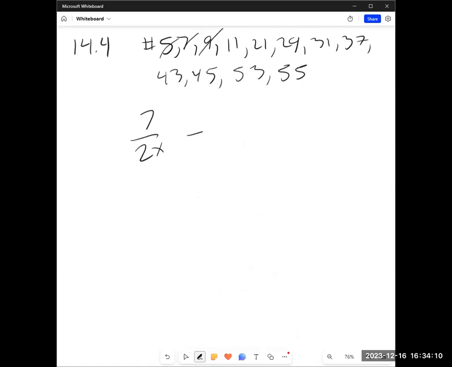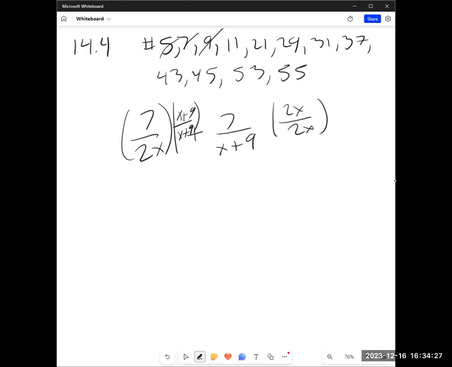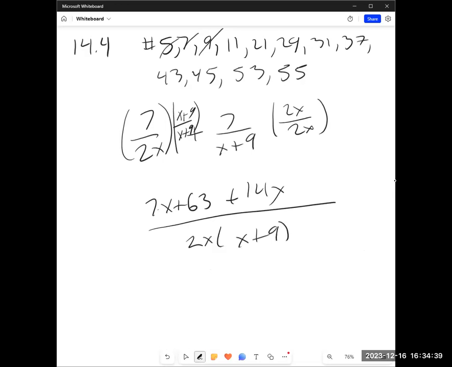7 over 2x plus 7 over x plus 9. So we need to multiply here by x plus 9 over x plus 9, and here by 2x over 2x. So this is 7x plus 63 plus 7 times 2x, which is 14x, over 2x times x plus 9. 7 plus 14 gives me 21x plus 63 over 2x times x plus 9.